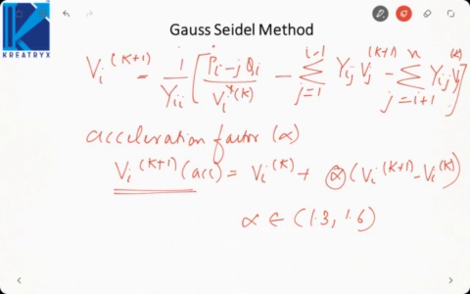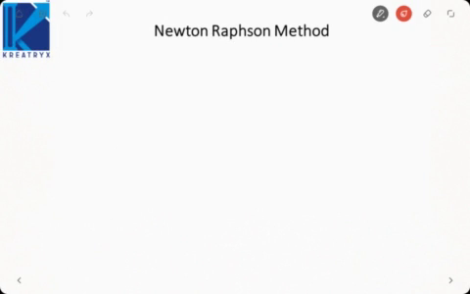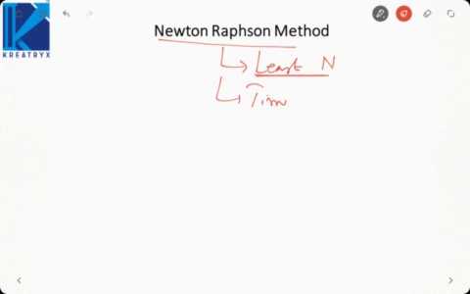It is an improvement over the Gauss's method. Next, let us come to the Newton-Raphson method. Now Newton-Raphson method is based on the derivatives or the gradients. Hence it is also called the gradient method and it takes the least number of iterations. But the problem is each iteration is a bit more complicated. That is, the time per iteration increases, though the number of iterations reduces.